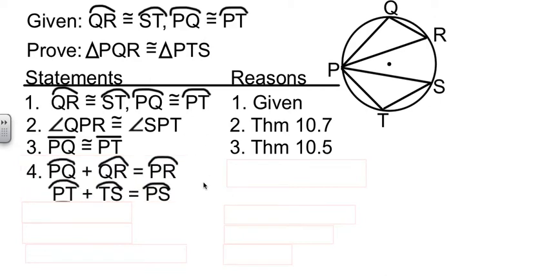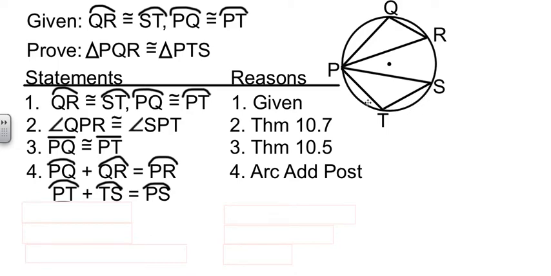Now we'll do a little bit of arc addition. Arc PQ plus arc QR makes arc PR. Right? P to Q plus Q to R makes PR. And the same thing down here, P to T plus T to S makes P to S. That's the arc addition postulate.